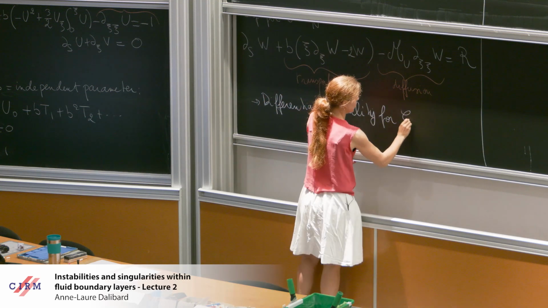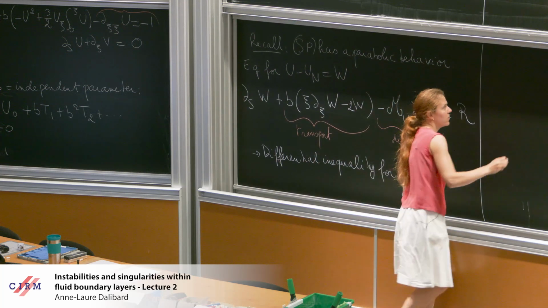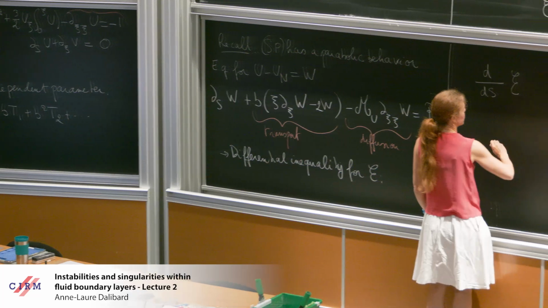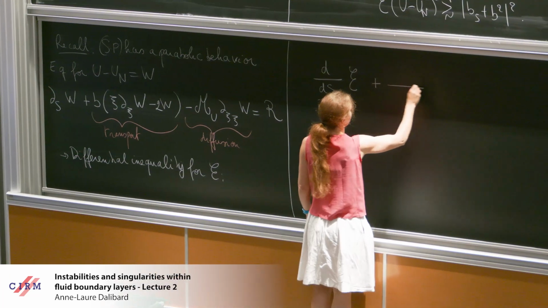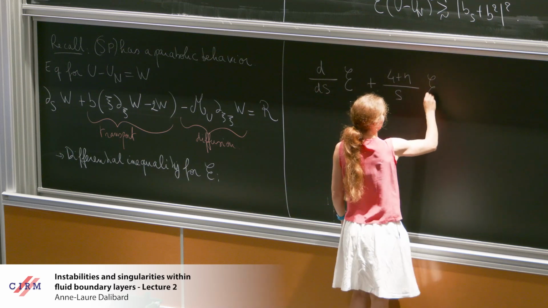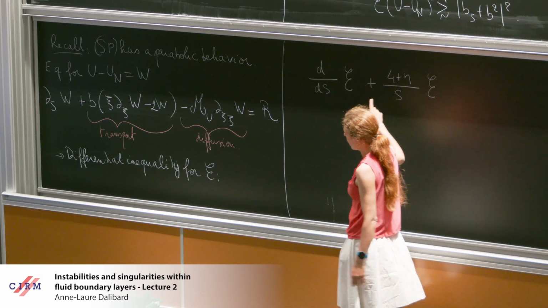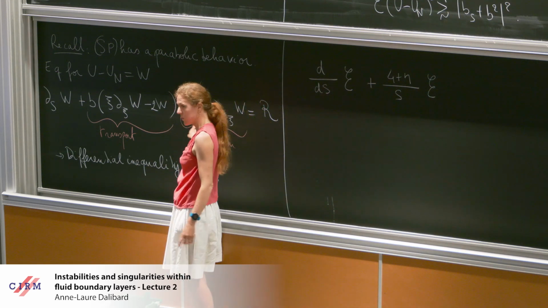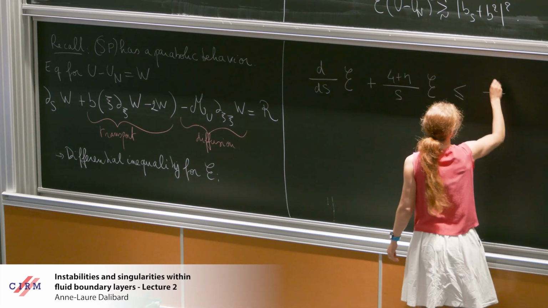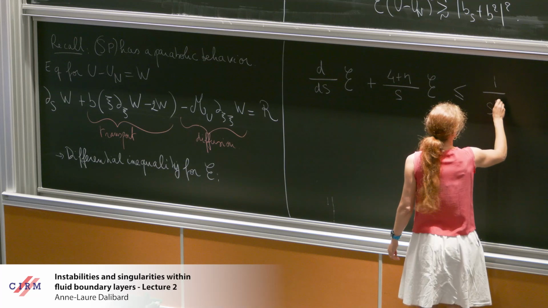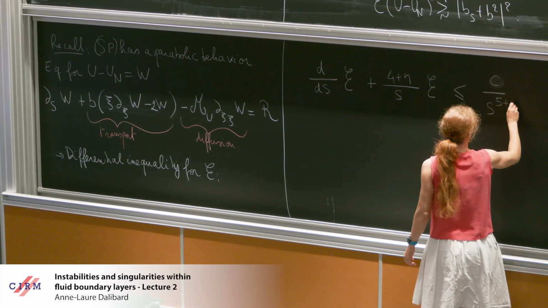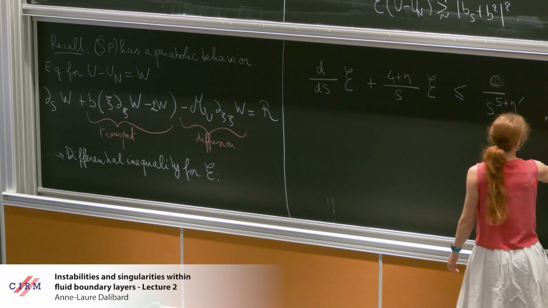for the energy E, which is of the following form. So we will have d over ds of the energy plus some coefficient, 4 plus eta over s, times the energy. So that's a dissipation term which combines the effect of the transport and the diffusion, both. And then you have a remainder, which is like a constant over s to the power 5 plus eta prime, and eta and eta prime are both positive.